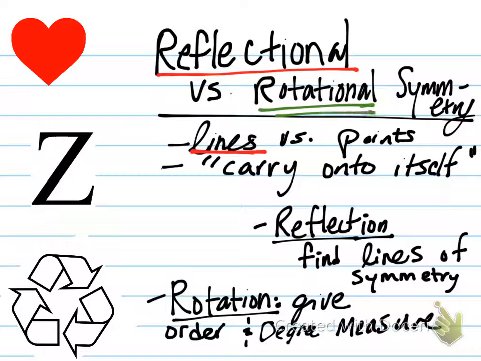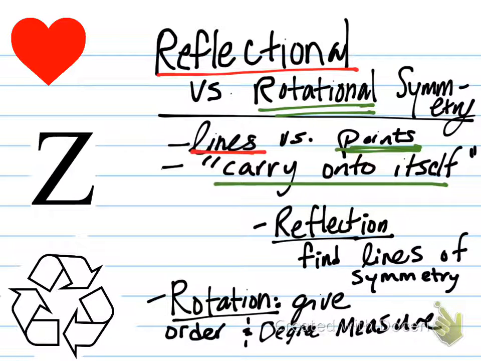Rotational symmetry occurs around a point. So the point of rotation is important here, as well as the degree measure around which it turns. A phrase we hear a lot is to carry a shape onto itself. What that basically means is, how can you move a shape around so that you cannot tell that it's been moved? So all of its points correspond directly to points that are already in the figure.